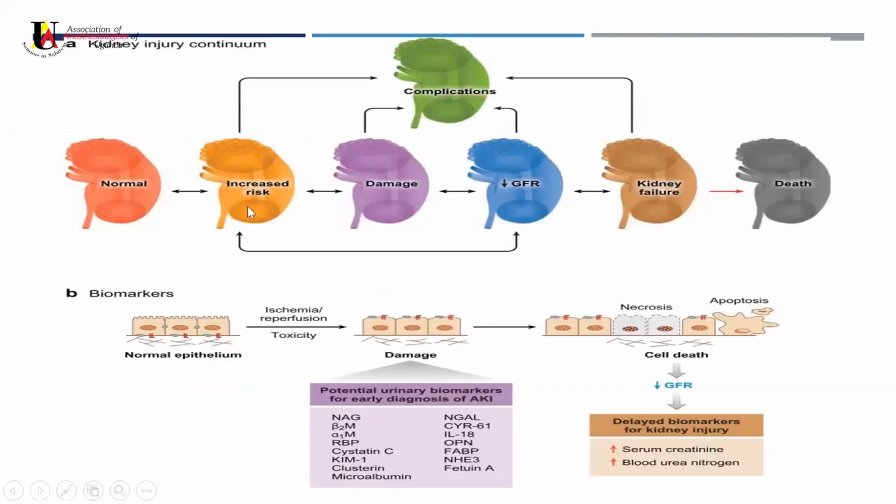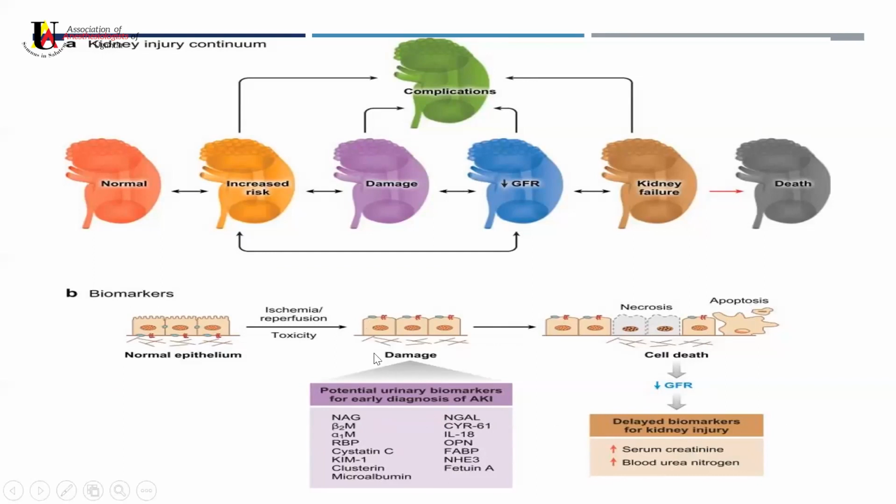You have a normal kidney, it is at increased risk. This is where we want to be able to pick up people when there is ischemia or toxicity. And then these markers, which we are going to be talking about in the next few minutes, rise up earlier. And we want to be able to detect kidney injury much earlier. Later on, of course, our usual injuries come in and you are able to detect it with creatinine in serum, but this is much later.